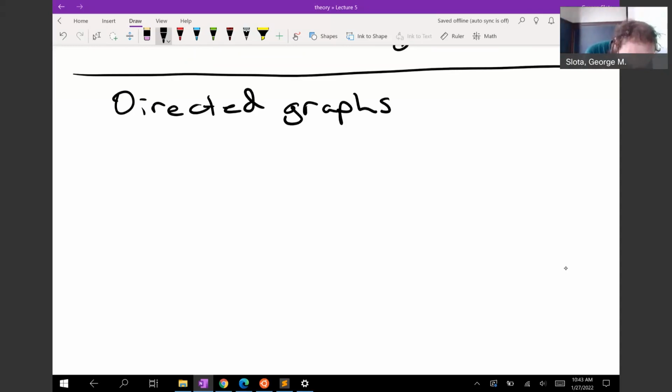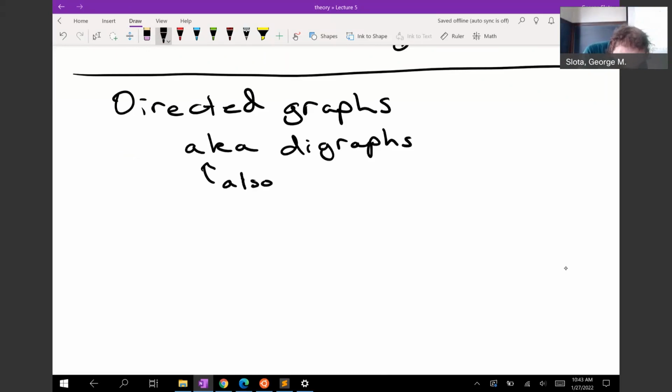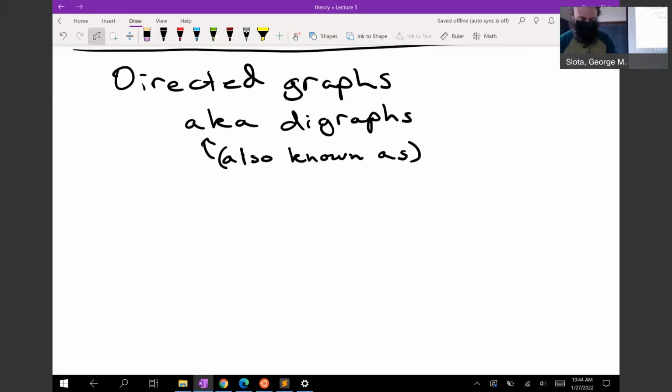All right, so what is a directed graph? Let's first give it an AKA here: digraphs. I don't think I've ever defined AKA, so I should probably do that. I was just thinking about that. I say AKA, also known as, in other words, a synonym. So, AKA digraphs, also known as.